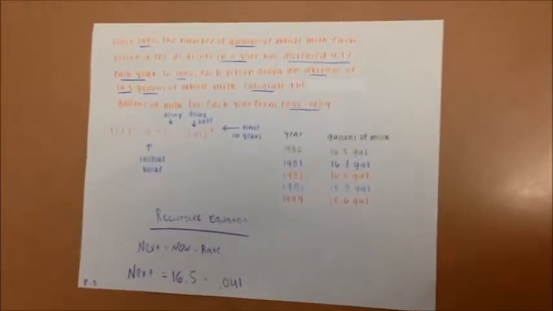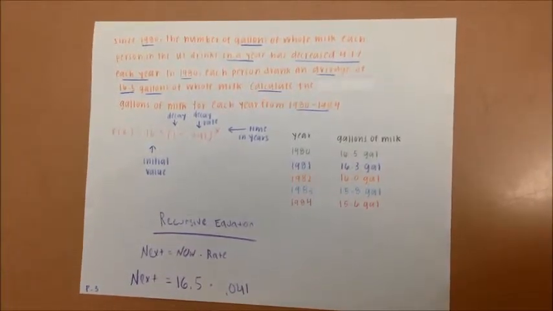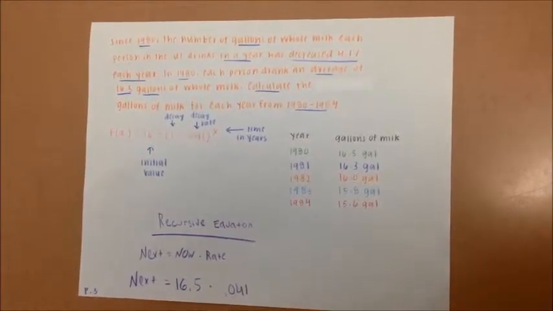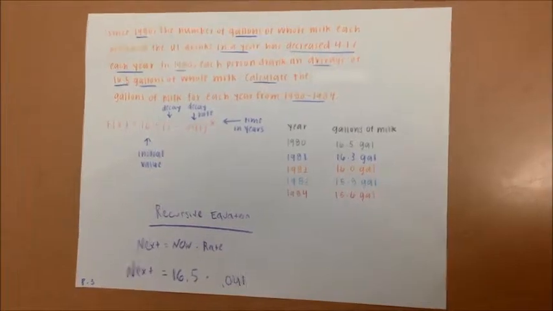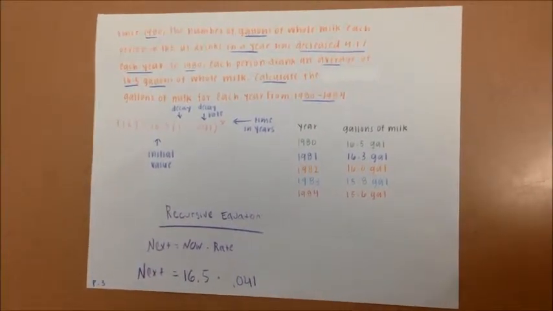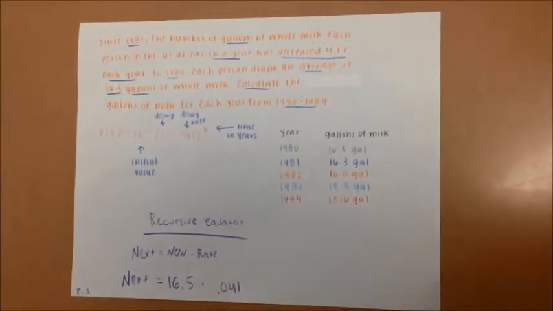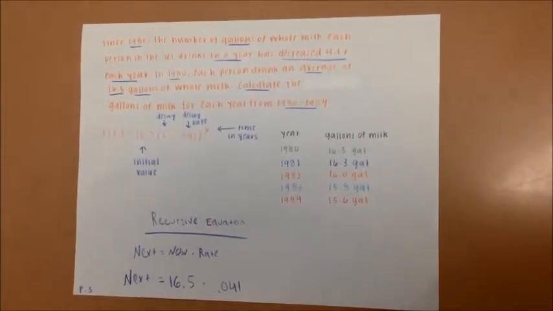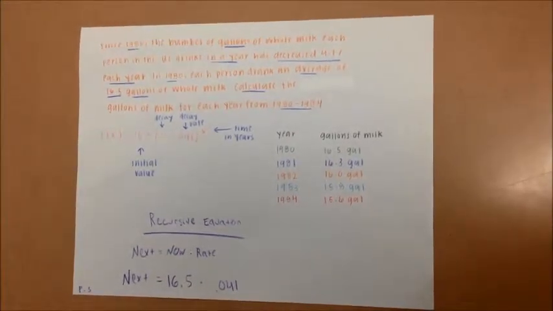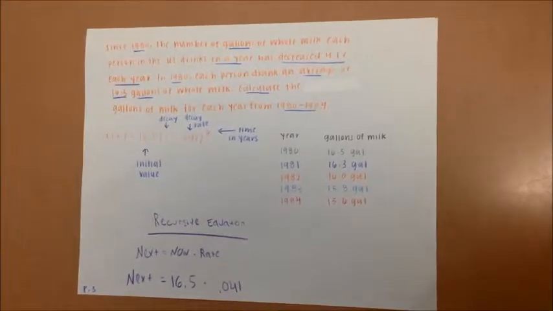Now, this is an example of decay. Since 1980, the number of gallons of whole milk each person in the U.S. drinks in a year has decreased 4.1% each year. In 1980, each person drank an average of 16.5 gallons of whole milk. Calculate the gallons of milk for each year from 1980 to 1984.